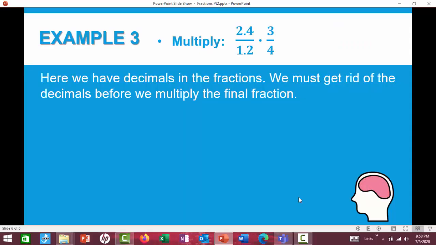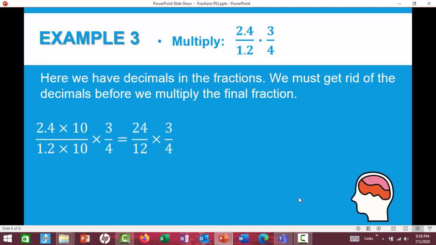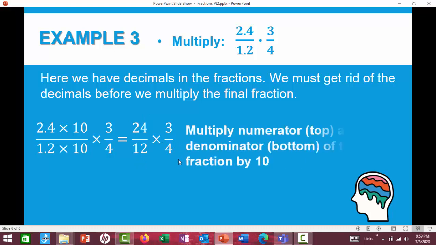Reviewing what we just did on the whiteboard, we had our decimal, and we multiplied our decimal on the top by 10 and on the bottom by 10 to get 24 over 12 times 3 over 4. And then we simplified as usual to finally get 3 over 2.